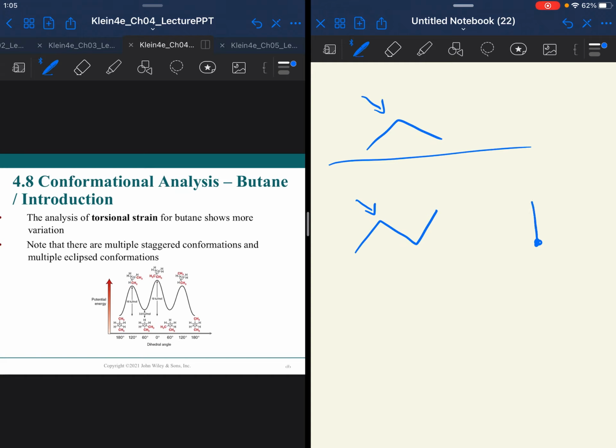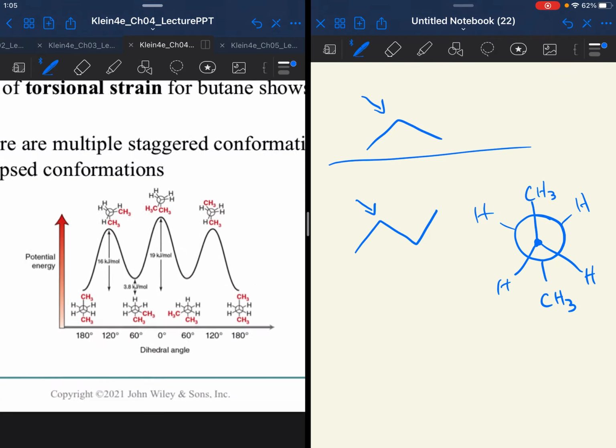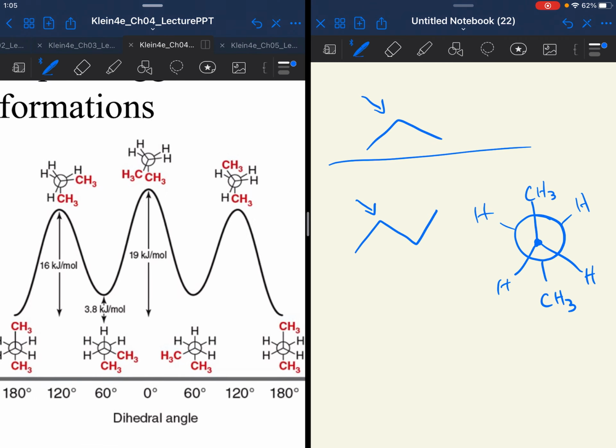C2 in front, connected to a CH3, a hydrogen, and a hydrogen. C3 in the back, also connected to a methyl group, a hydrogen, and a hydrogen. All right, so this is a 4-carbon chain. I started with this one because I already know that is the lowest in energy.